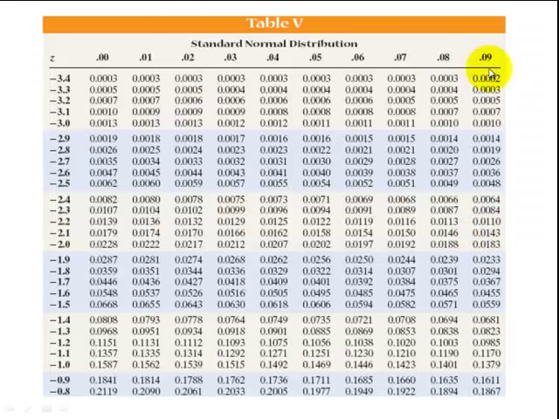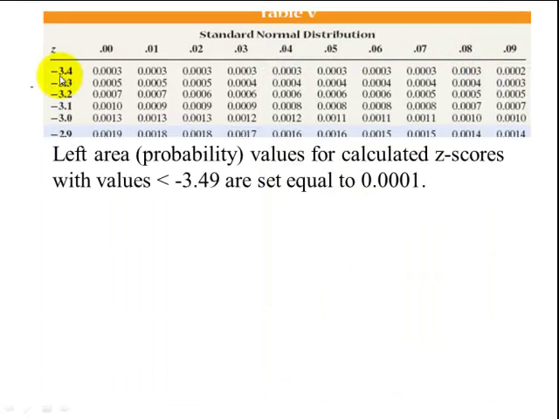This is what table 5 looks like, and here are our z values. These are the row components, and the row components tell us the whole number and the first decimal place, and the columns tell us the second decimal place. The smallest value the table can give is -3.49, which is 0.0002. If we get a z-score smaller than -3.49, we're going to use this default value 0.0001. So that's the area to the left of anything less than this z-score.